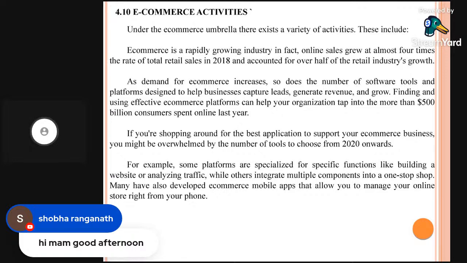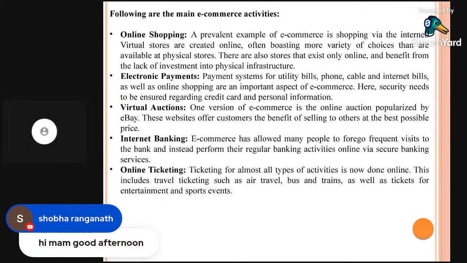The different important activities of e-commerce include online shopping, which we are very much aware of: placing the order and receiving the products rather than going to physical stores. We can make shopping virtually. Then electronic payments in the financial systems of a country.